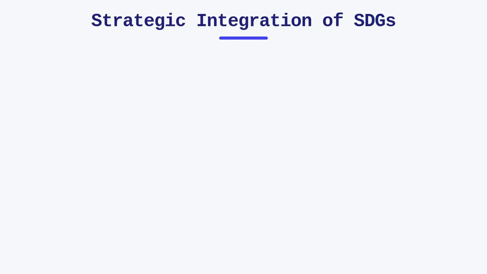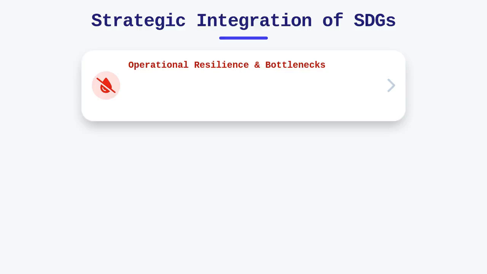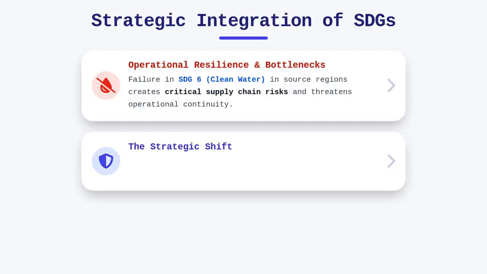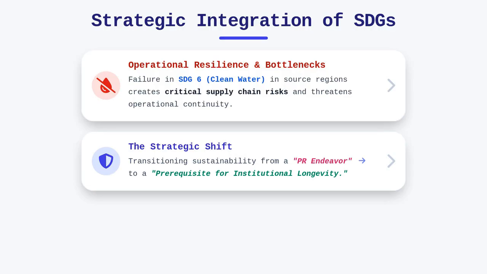The integration of these goals into corporate strategy helps firms manage their operational resilience by identifying potential bottlenecks in their supply chains. If a multinational corporation relies on raw materials sourced from regions struggling with SDG 6, the goal concerning clean water and sanitation, their long-term operational continuity is at risk. By framing these issues as strategic enterprise risks, boards are now more likely to allocate capital toward remedial actions that protect the bottom line.